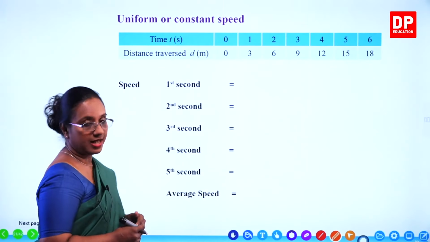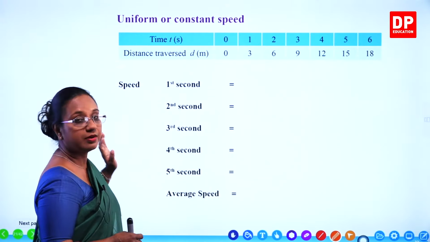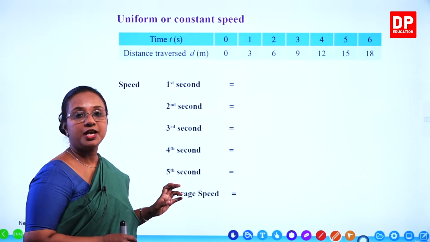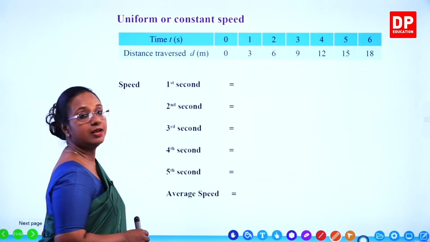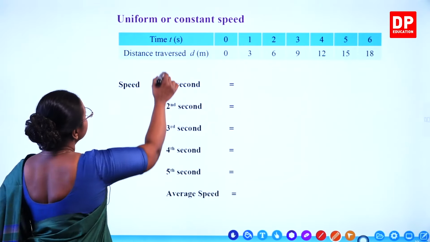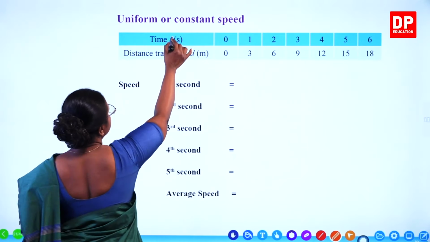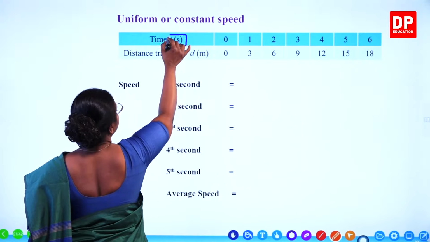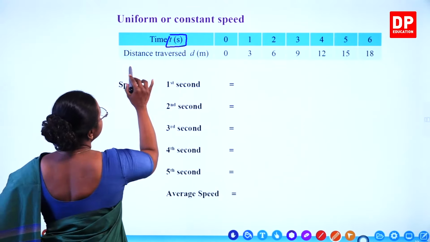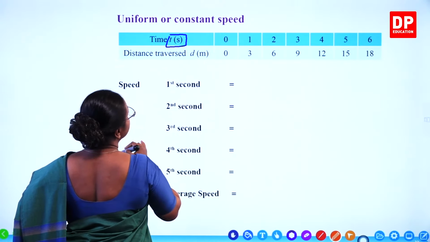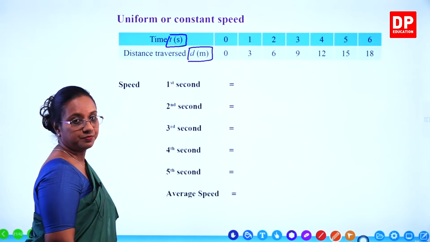So the first example. Now children, the data related to the movement, or the motion, of an object will be given in a table form like this. Always the time will be denoted first, and the symbol is t and the unit is given in seconds. Distance traversed, the symbol is d and the unit is given in meters.